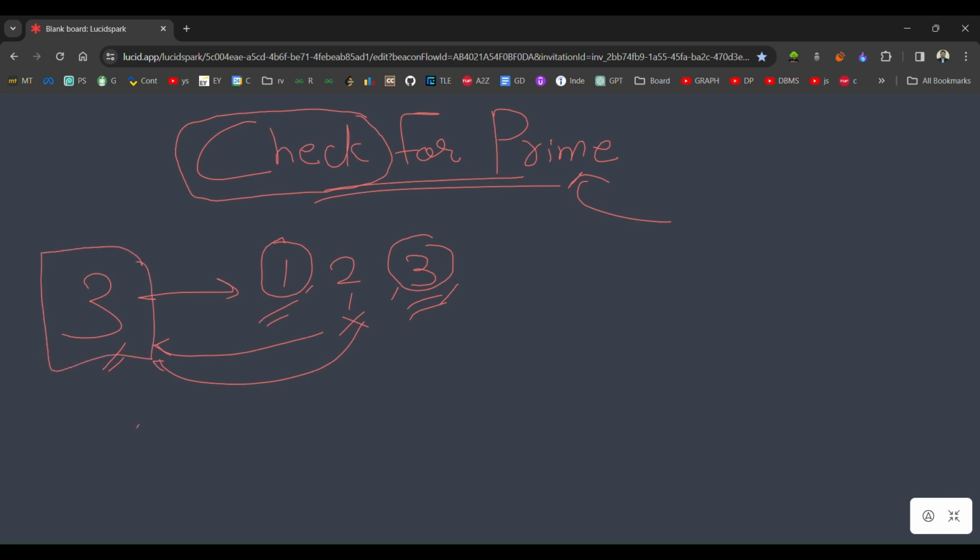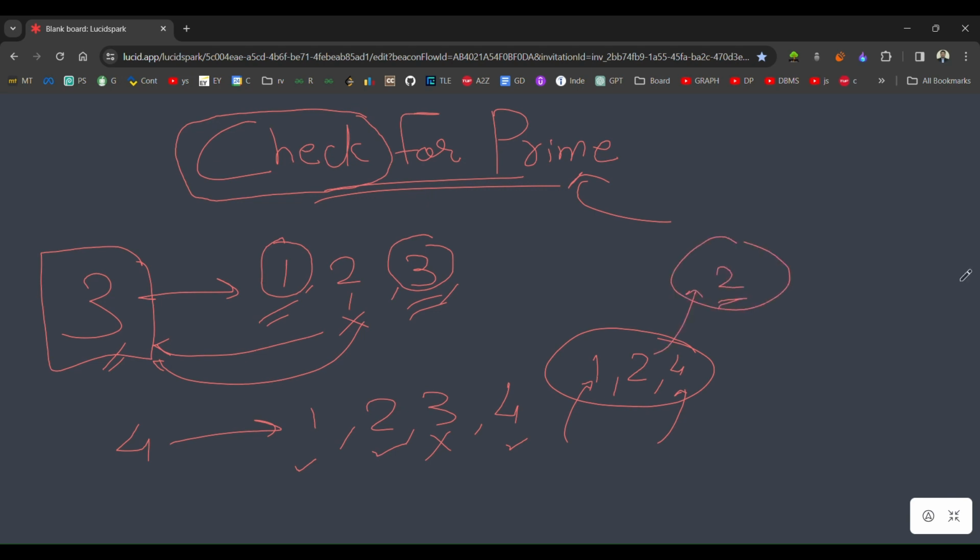So let's take some other example. Let's take 4. 1 is a factor of 4. 2 is a factor of 4. Why? Because 2 can divide 4 completely. 3 is a factor of 4? No. And then 4 is a factor of 4? Yes. So there are 3 factors: 1, 2 and 4. But according to the prime number definition, it should have only 2 factors, 1 and the number itself, but we have one extra factor, that is 2. That means this number cannot be a prime number, right?